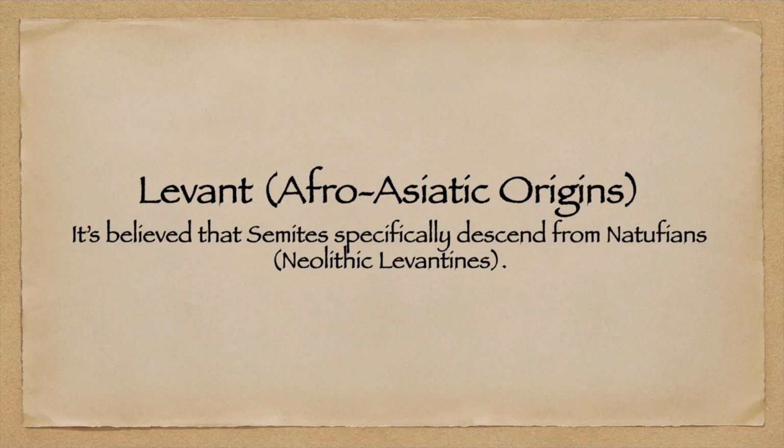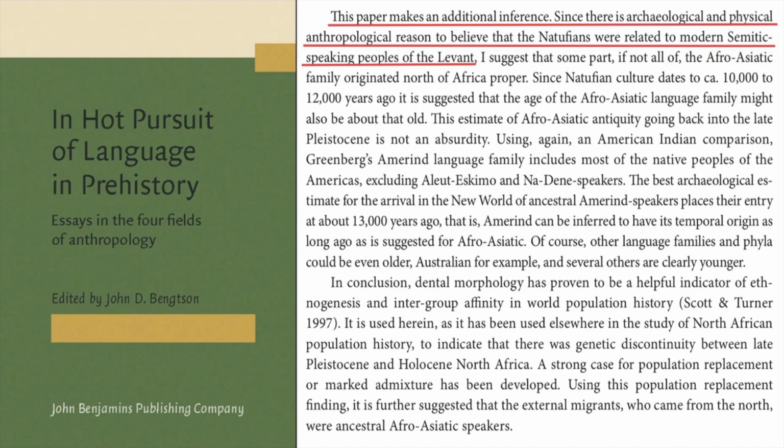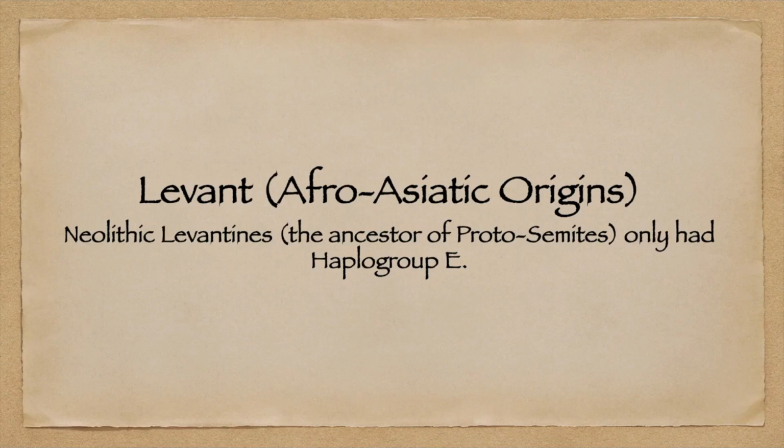Now, what's interesting about the Levant origins of Afro-Asiatics is that it's actually believed that Semites specifically descend from the Natufians, or Neolithic Levantines. According to the book In Hot Pursuit of Language and Prehistory by John D. Bengtson, he says this paper makes an additional inference since there is archaeological and physical anthropological reason to believe that the Natufians were related to modern Semitic-speaking peoples of the Levant. Now, with that being said, Neolithic Levantines, the ancestors of Proto-Semites, the only haplogroup that they had was haplogroup E.